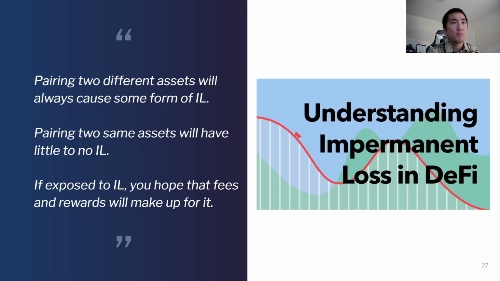Okay, so to wrap this up, pairing two assets that move differently in terms of price will always cause some form of impermanent loss. And the goal is that the fees will make up for it. And also, if you pair two of the same kind of assets, so USDC and USDT, two stablecoins, you would essentially have zero impermanent loss because there's literally no price movement. So you would just get all the fees that a particular pair will generate. And if you're exposed to impermanent loss, you hope that the fees and the rewards will make up for it. If not, then you just lose money outright.